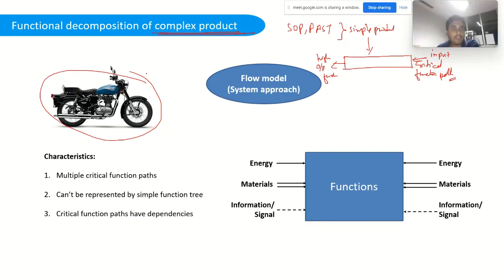But when products become complex, like a bike, which has a lot of different high level functions, what are the various high level functions of a bike? Can we answer?